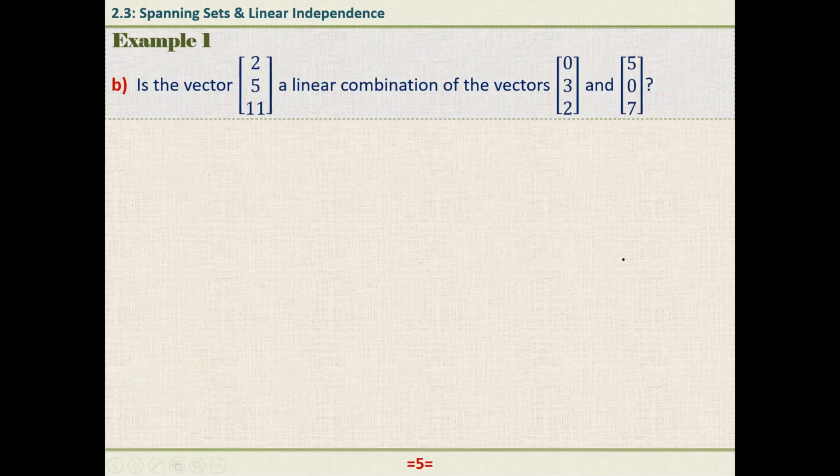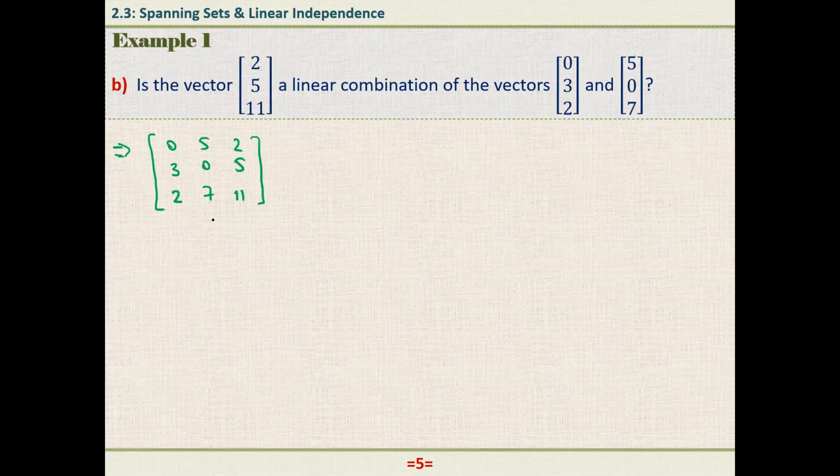Now let's see another example. Is the vector a linear combination of the vectors? Now immediately you have some idea about this. We could just write our augmented matrix. That is the first column, right? It's 0, 3, 2, and 5, 0, 7. And here we have 2, 5, 11, right?